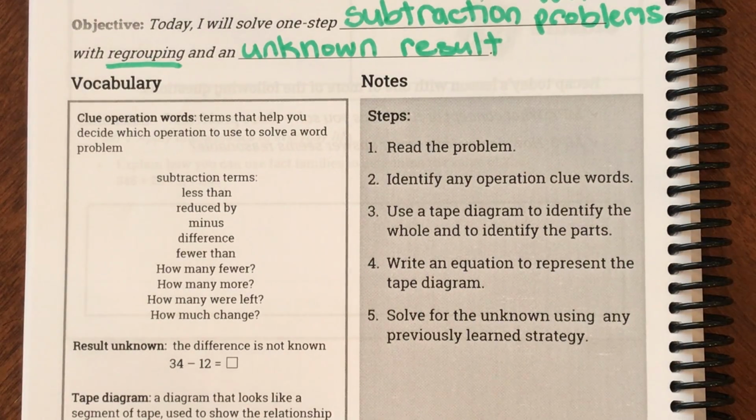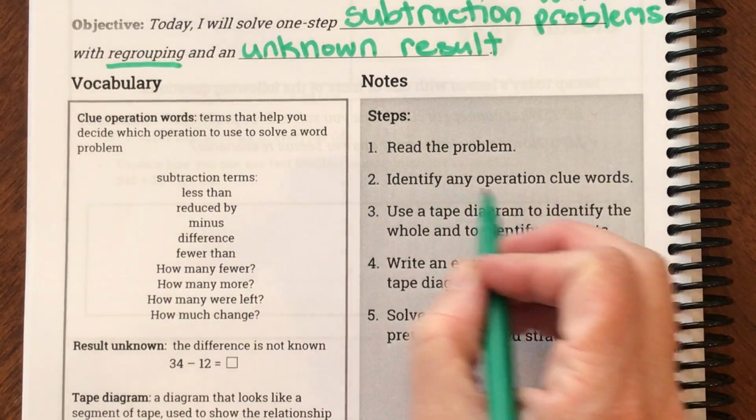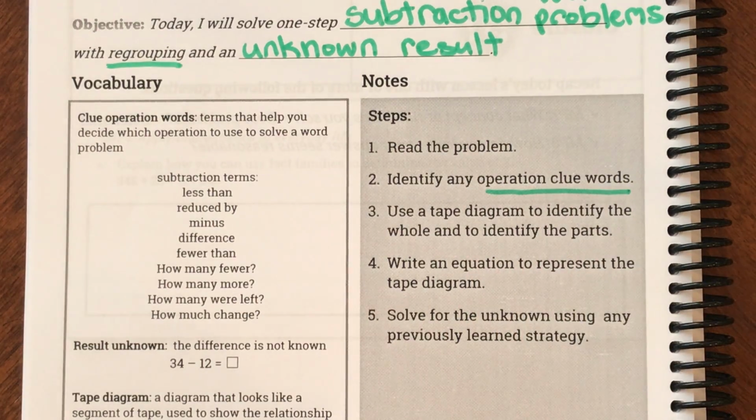It says we're going to read the problem, identify any operation clue words, and I'm not only going to identify them, but I'm going to underline them. Then we're going to use a tape diagram to identify the whole and to identify the parts. We're going to write an equation to represent the tape diagram. And then we're going to solve for the unknown using any previously learned strategy. So any strategy that we know how to use. I really like the draw a picture strategy and the place value strategy, so that's probably what you'll see me use. Okay, so boys and girls, I'm going to get started on my examples.